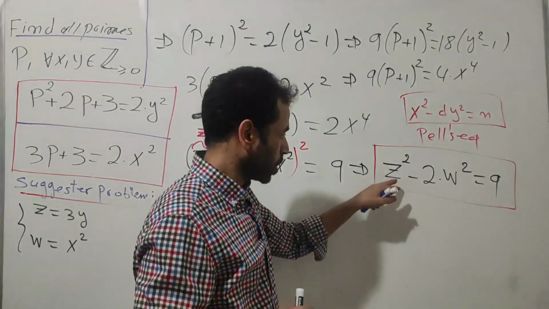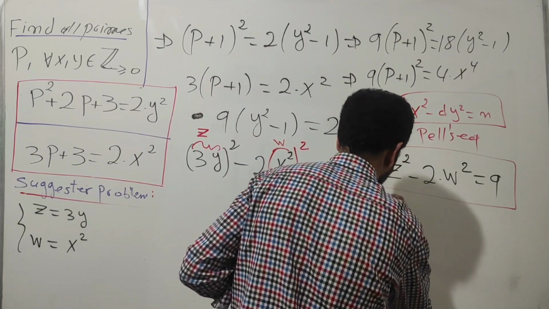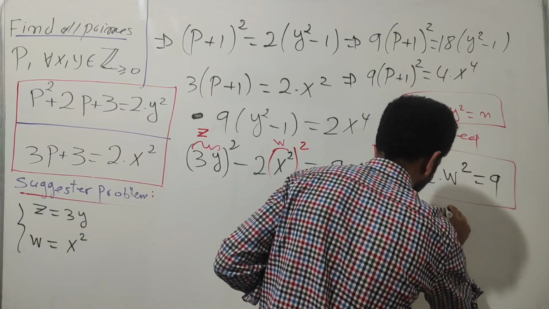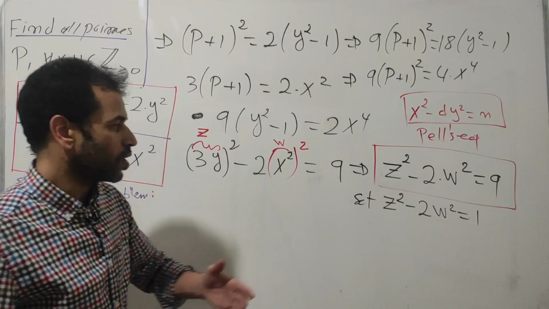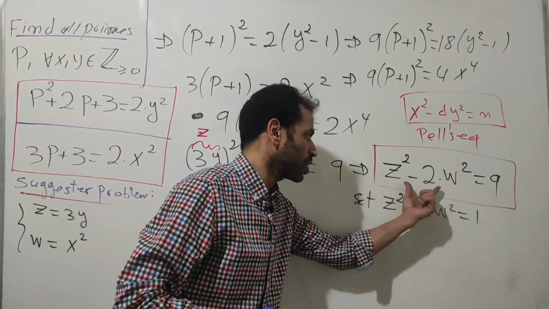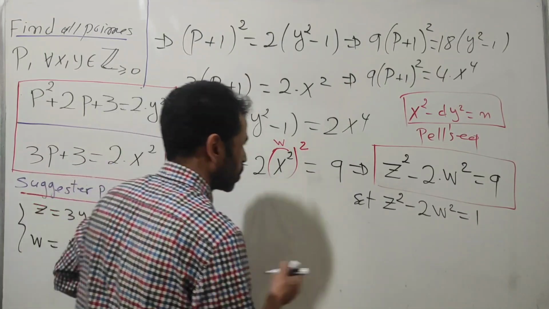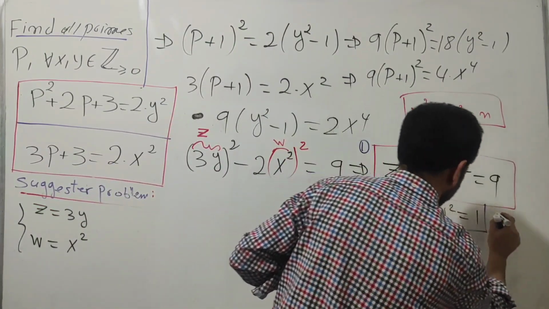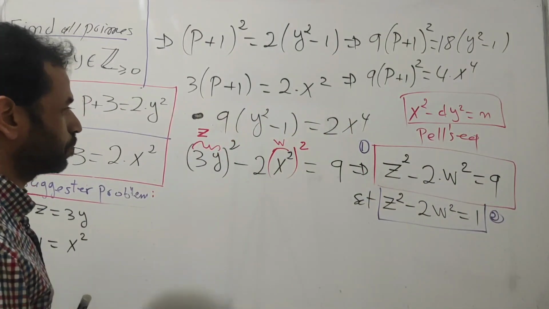So we get this equation. Let's set another equation in the form of z squared minus 2w squared equals 1. So I'm going to find the obvious solution for this one as well as this one. It's simpler here. Let's call this one equation number 1. Let's call this one equation number 2. Let's find the solution for both of them.